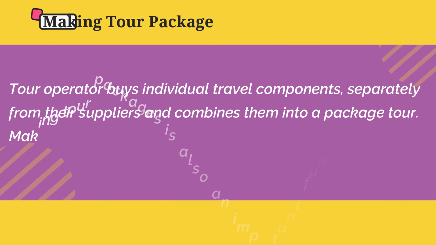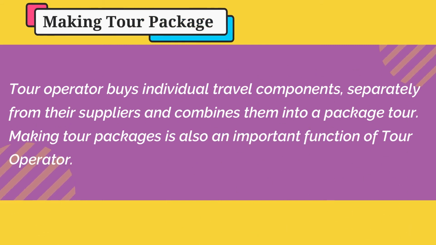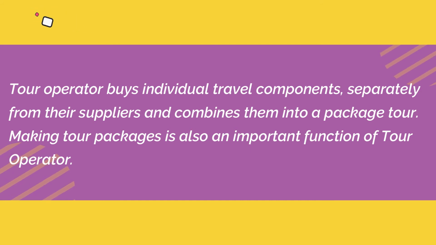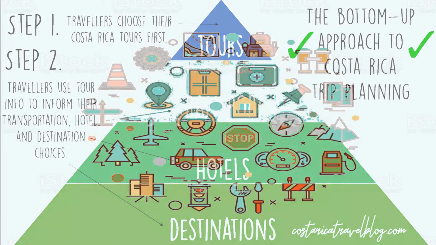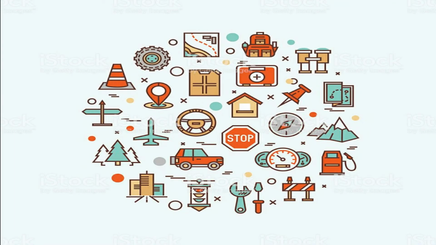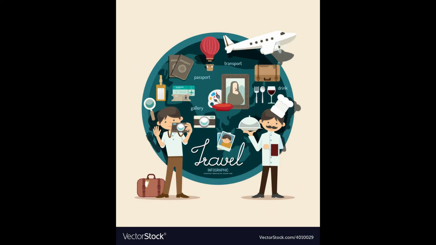Making tour package. Tour operators buy individual travel components separately from their suppliers and combine them into a package tour. Tour operators make a tour package by assembling various travel components into a final product that is called a tour package, which is sold to tourists with its own price tag. Making tour packages is also an important function of a tour operator.